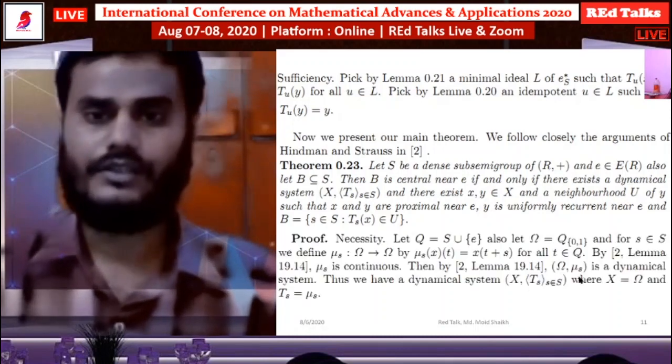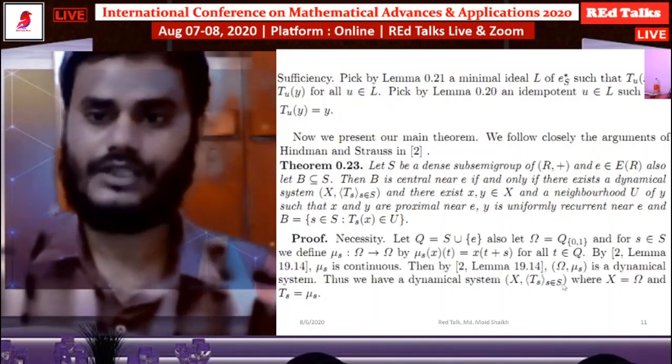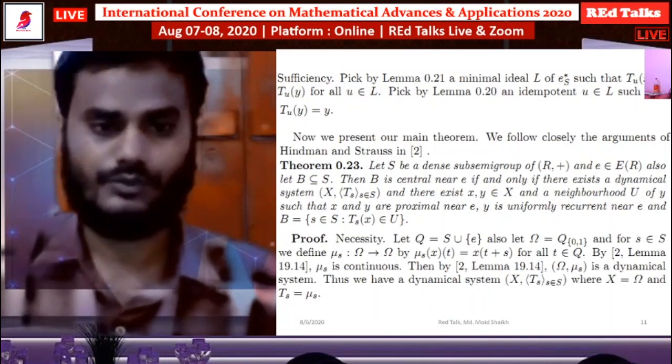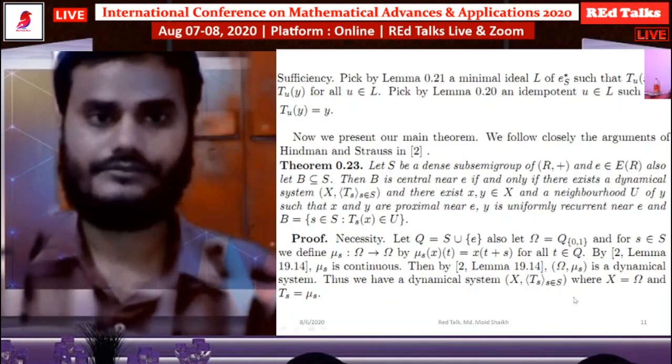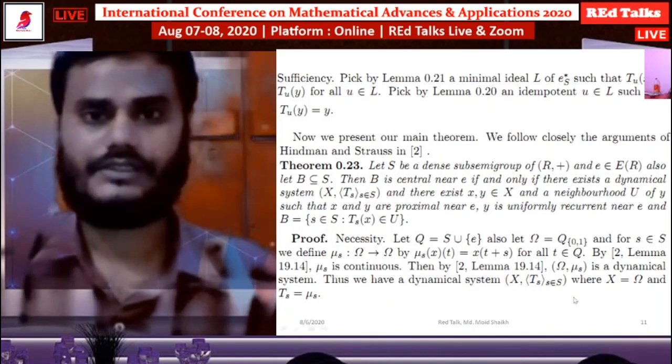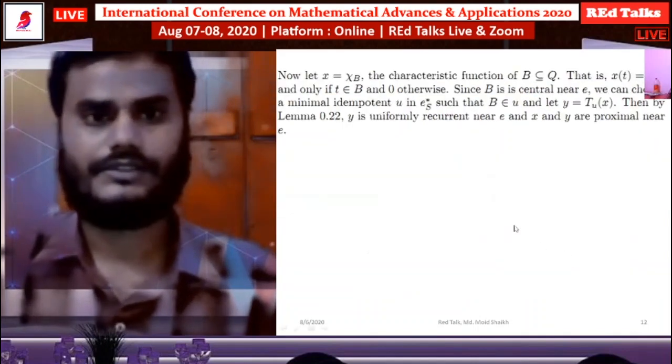The proof is somewhat similar to the arguments of Hinman and Strauss in 2. This uses the characteristic function.